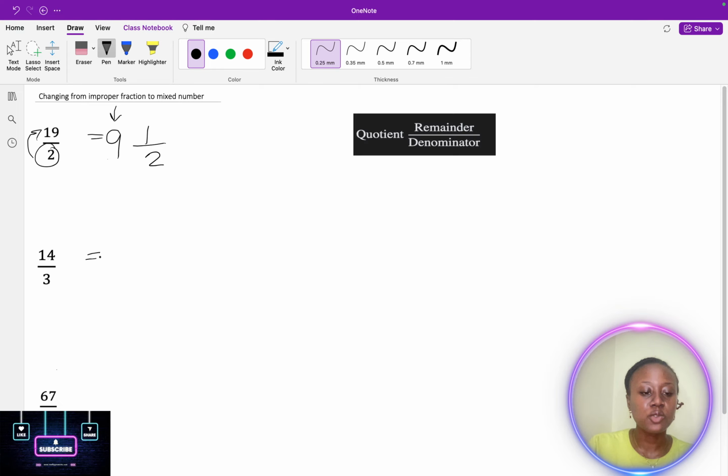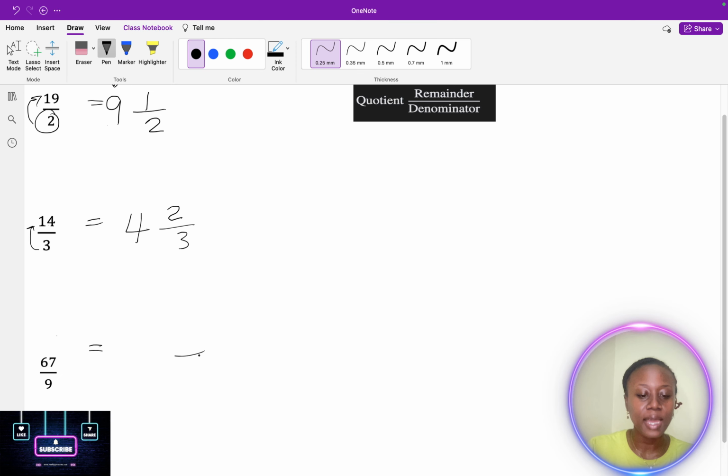For number 2, again, we copy that denominator. It is the same, so we're using that 3. Then we say, how many sets of 3 can I get from 14? That's going to be 4 sets of 3. 4 sets of 3 gets me to 12, so I have a remainder of 2, and that's going to be my numerator. Lastly, we want to go ahead again and copy that denominator. Then I ask myself how many sets of 9 are in 67. That's going to be 7 sets of 9 with a remainder of 4.